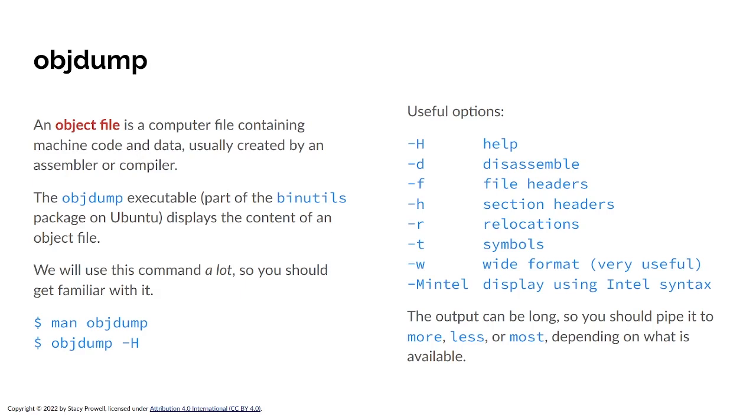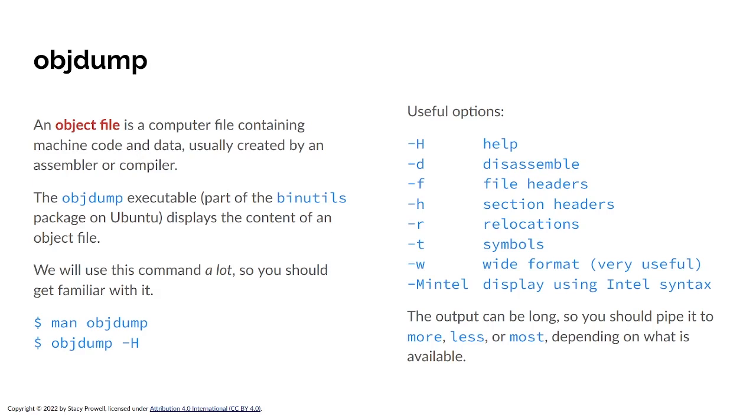The objdump executable, which you'll get when you install binutils, lets you look at the contents of object files, and it supports a lot of common object file formats. So you could look at files on Windows, on your Mac, on Linux, on Solaris, what have you. We're going to use this command a lot, so I recommend you take some time and get familiar with it.